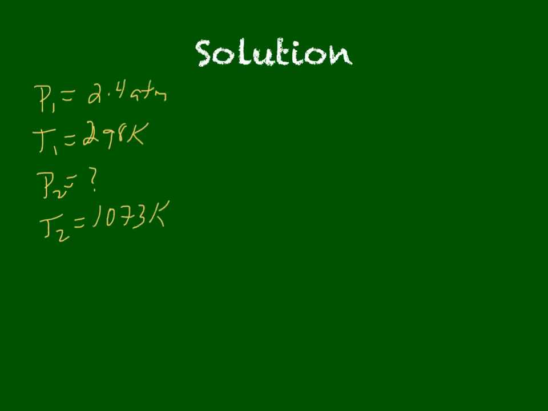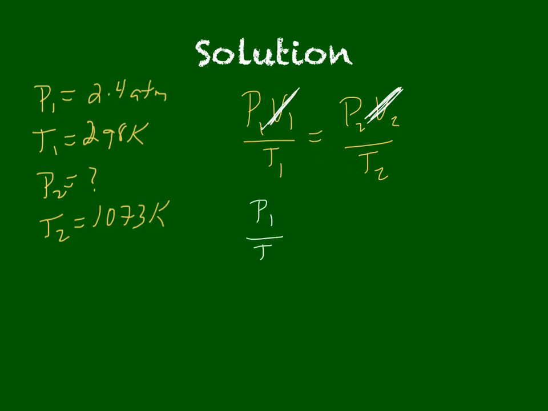So I've got my variables listed out. My equation, combined gas law, P1 V1 over T1 is equal to P2 V2 over T2. If my volume isn't mentioned, we assume it's constant, we cancel it out. I get P1 over T1 is equal to P2 over T2.